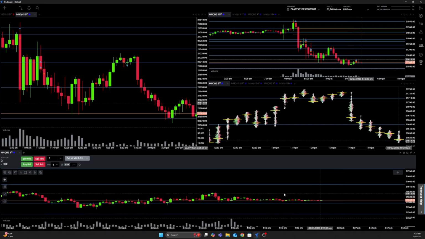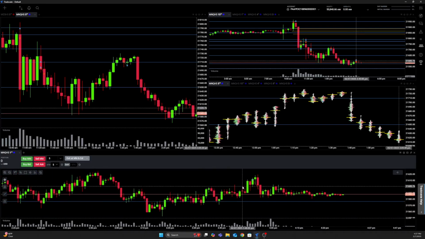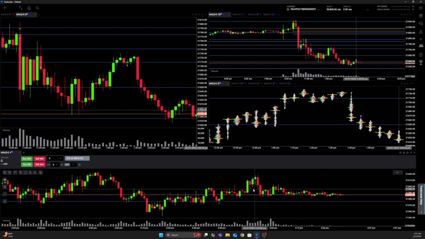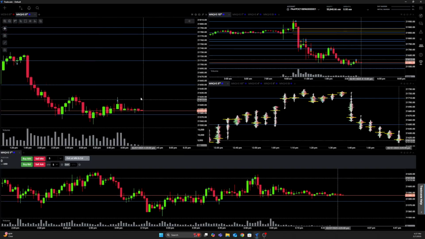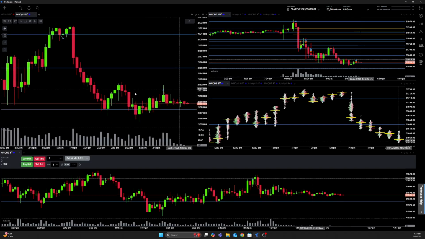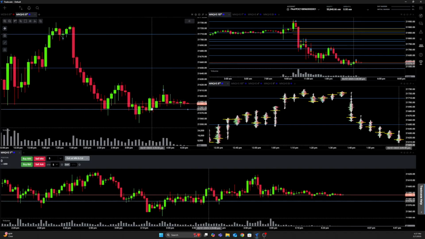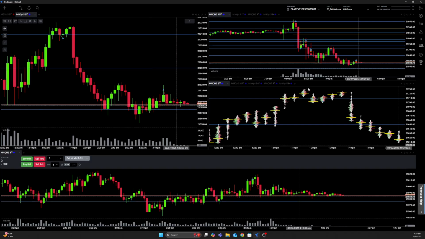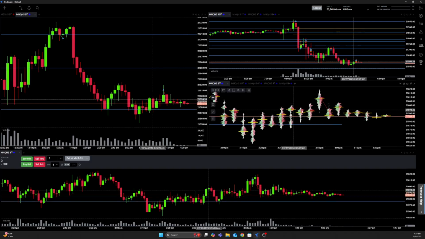pretty stupid trade. I don't trade after hours, or I definitely shouldn't have taken this trade. But this is the last one. I'll just go over it really quick. We kind of consolidated around this level of support here at 576.